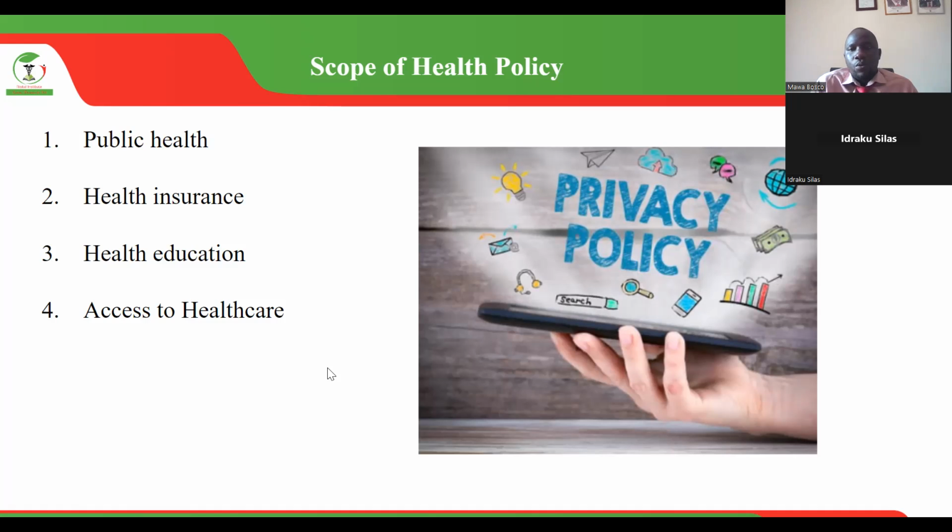Any aspect to do with the health system is covered under the health policy. So the health policy covers a number of aspects to do with finance, human resource, issues to do with where to put the resources, or what medical resources do you need? Okay, what drugs do you need to procure? Which equipment do you need to procure? What amount of budget is allocated to the health sector? So all these fall under the health policy. So the scope of health policy is quite wide.